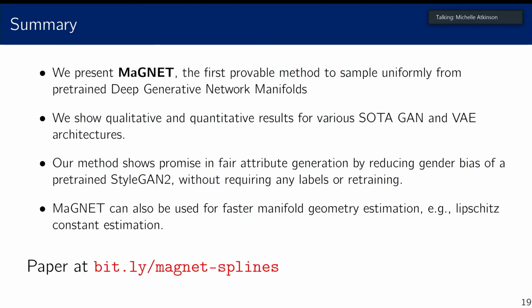So to summarize, we present MaGNET, which is the first provable method to sample uniformly from any pre-trained generative network. This works for state-of-the-art models, we've shown that, and for multitudes of data sets. And our method also shows promise for StyleGAN2, where we can balance the attributes out. And MaGNET can also be used for manifold coefficient estimations.